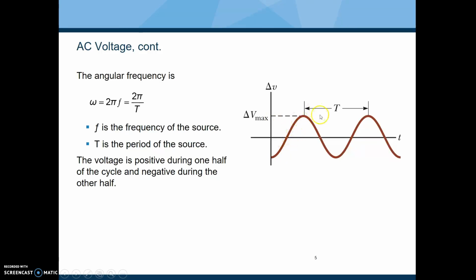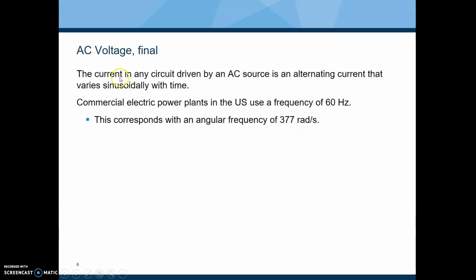The alternating quantity is represented sinusoidally, or with a cosine waveform, where T is the time period and f is the frequency of the source. Angular frequency omega is 2 pi f, or 2 pi by T. The voltage is positive during one half cycle and during the second half cycle the voltage is negative.